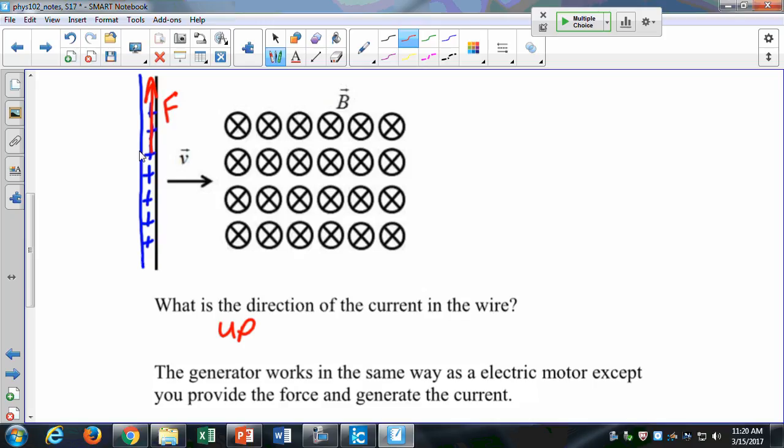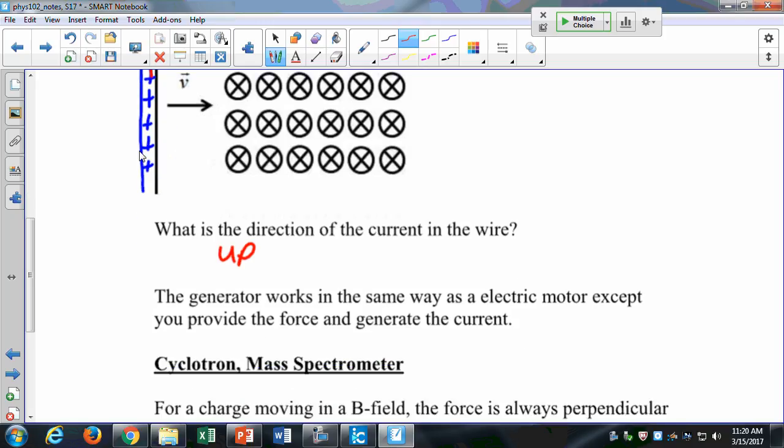And so in that way, the generator works the same way as the electric motor, except you provide the force and the generator produces the current, as opposed to the opposite where you provide the current and the motor provides the force.